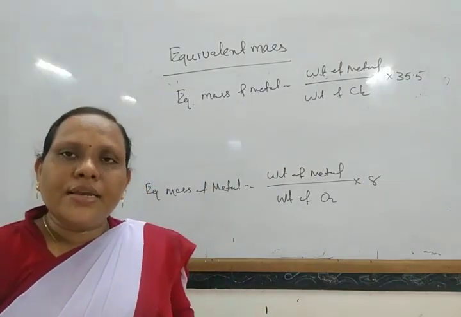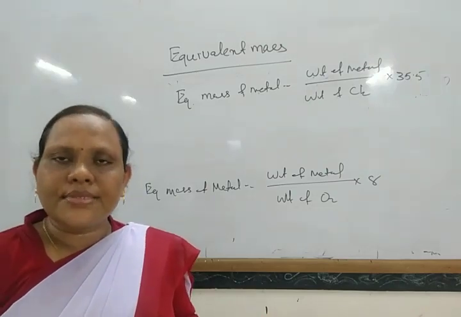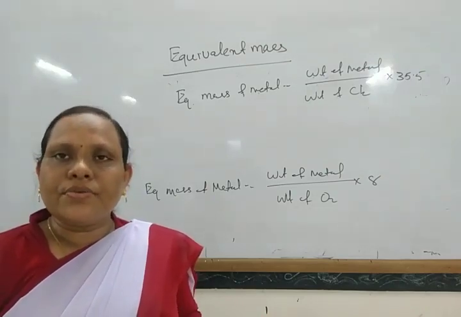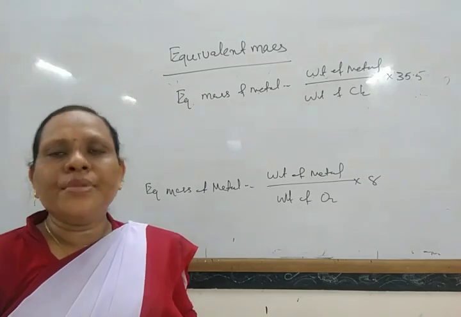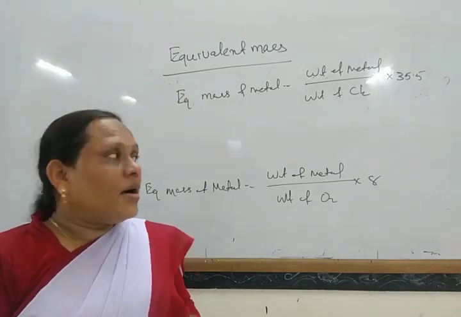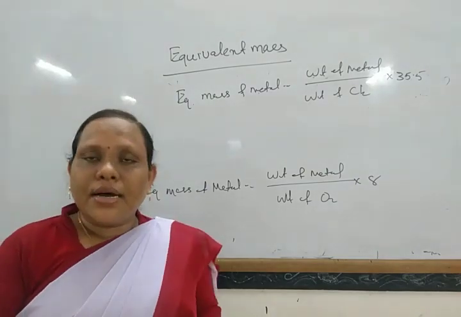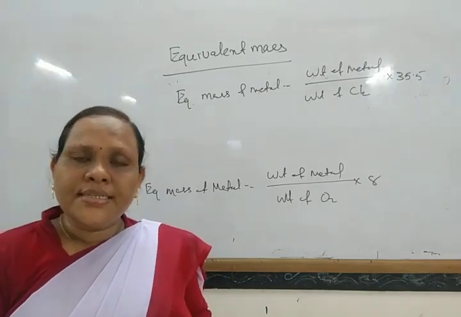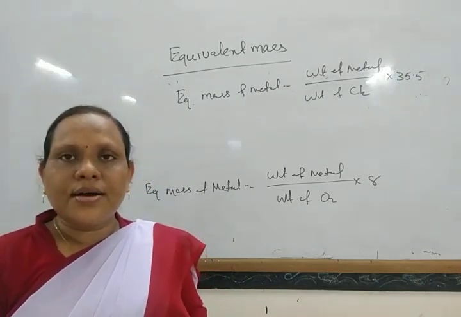Similarly, the equivalent mass expressed in grams is called gram equivalent mass or 1 gram equivalent. And how to determine the equivalent mass of some elements and compounds, we will discuss later.